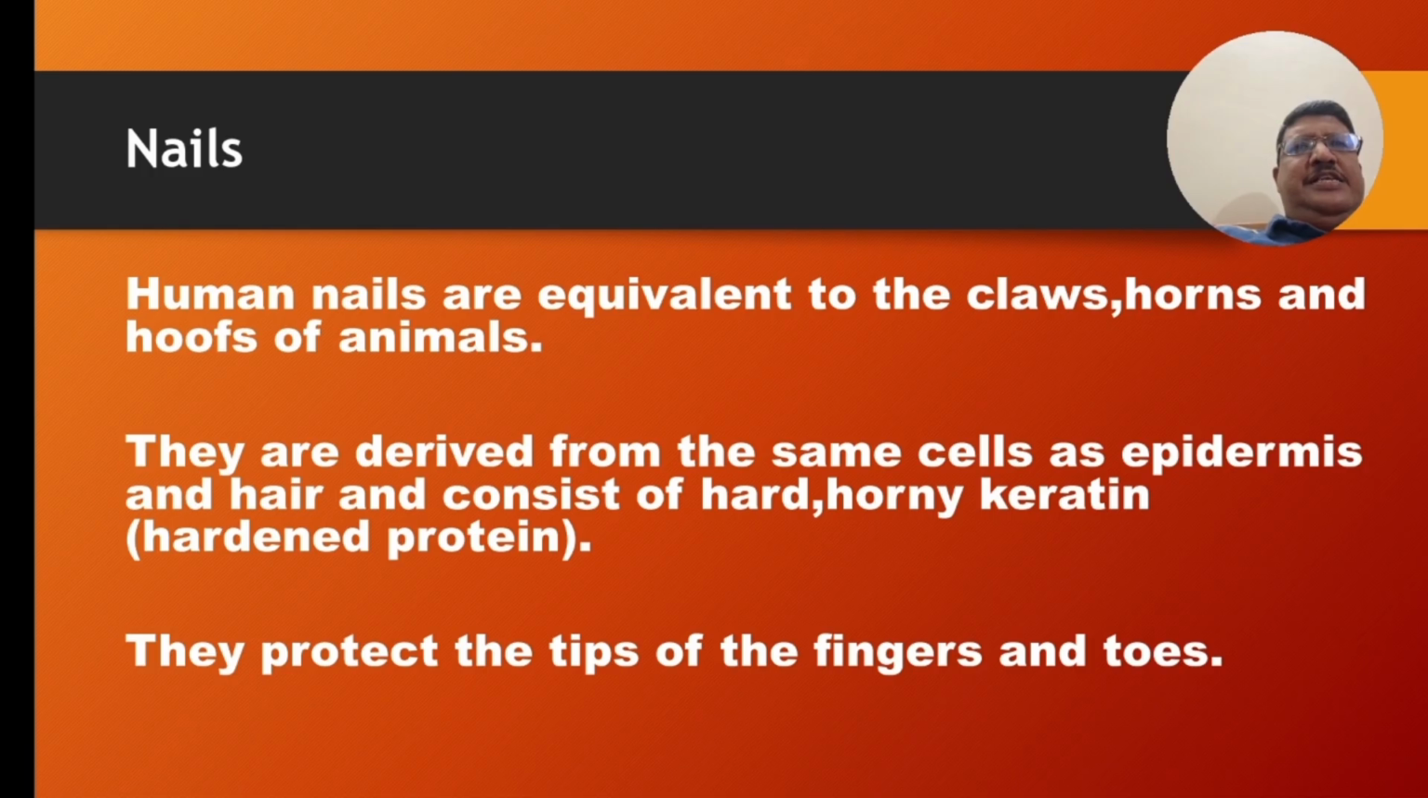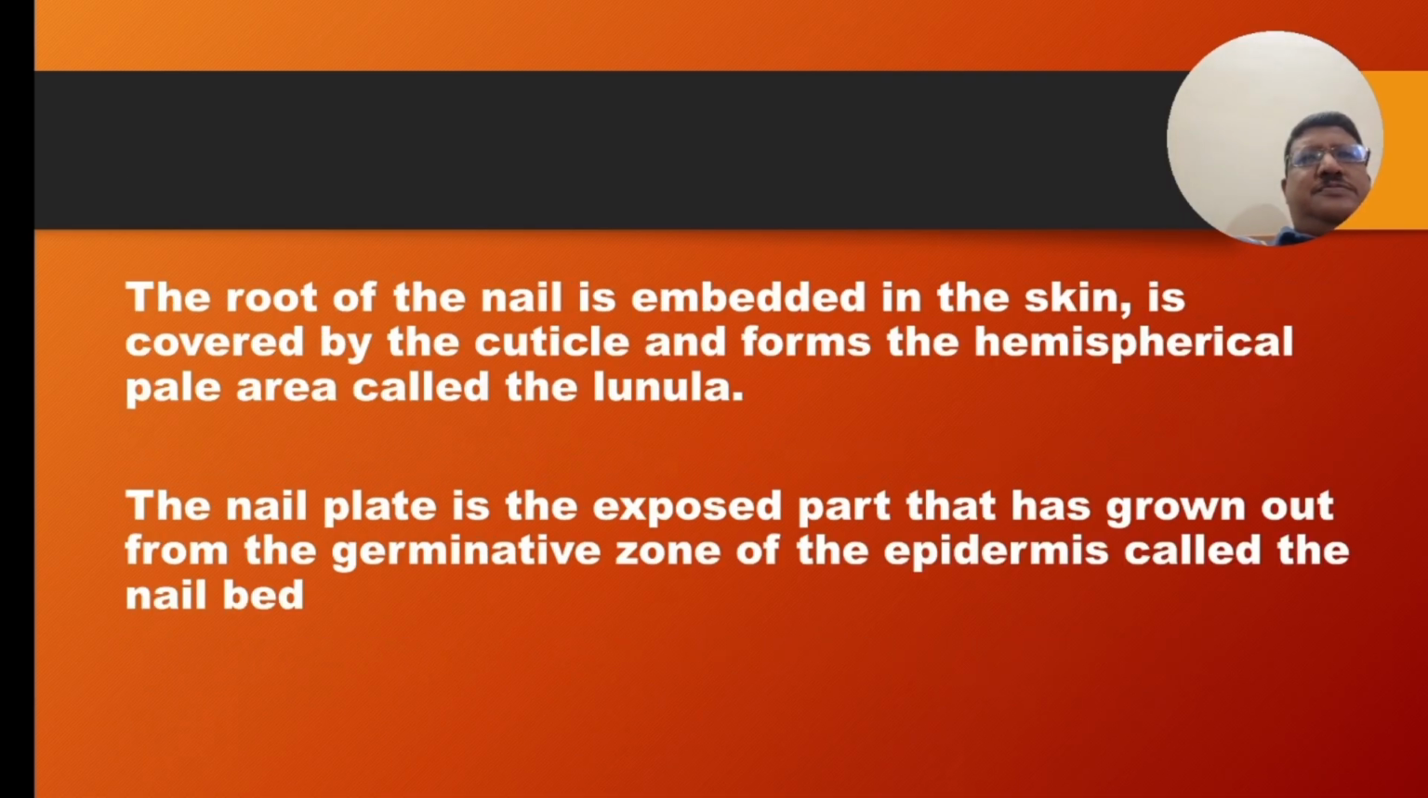Now coming to the nails. Human nails are equivalent to the claws, horns and hoofs of animals. They are derived from the same cells as the epidermis and hair and consist of hard horny keratin, a hardened protein. They protect the tips of the fingers and toes.